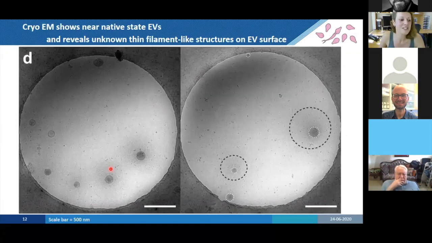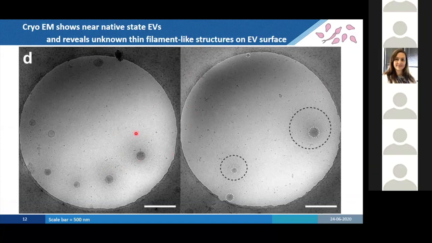And what we did see was that almost half of these EVs had really thin filament-like structures, like hairs, on their surface. This actually hasn't been seen before for eukaryotic EVs, only for OMVs from bacteria, which might also sometimes have hairs when they have a lot of LPS or something. It really looks like a glycocalyx.